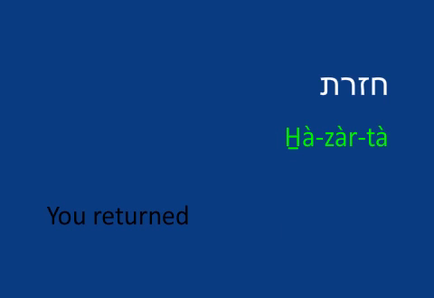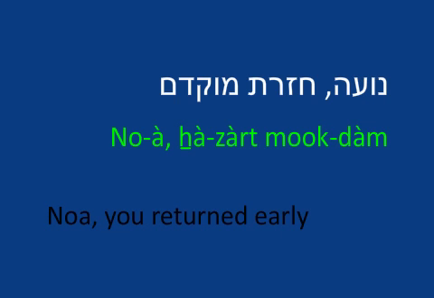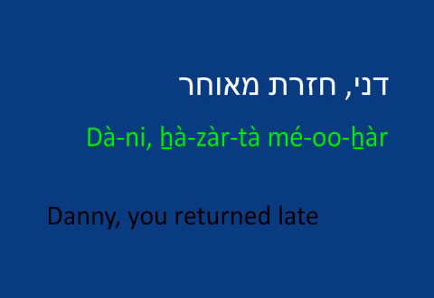The verb to return in the second person in the past is chazarta. Chazarta is the masculine form and chazart is the feminine form. Let's practice this new verb in a few sentences. Noah, you returned early. Noah, chazart mukdam. And how about Danny, you returned late. Danny, chazarta meuchar.